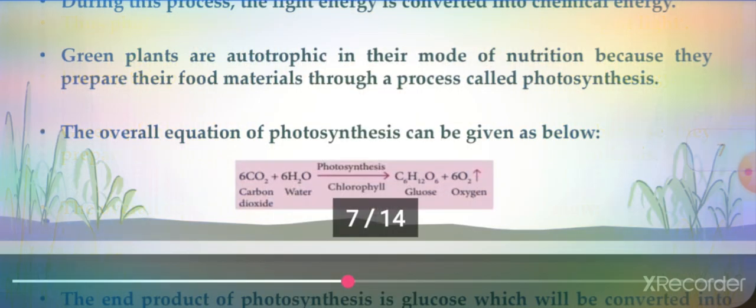Green plants are called autotrophs. What do you mean by autotrophic? They can prepare their own food. So, since they prepare their own food material through a process called photosynthesis, green plants are called autotrophic, and their mode of nutrition is called the autotrophic mode of nutrition.